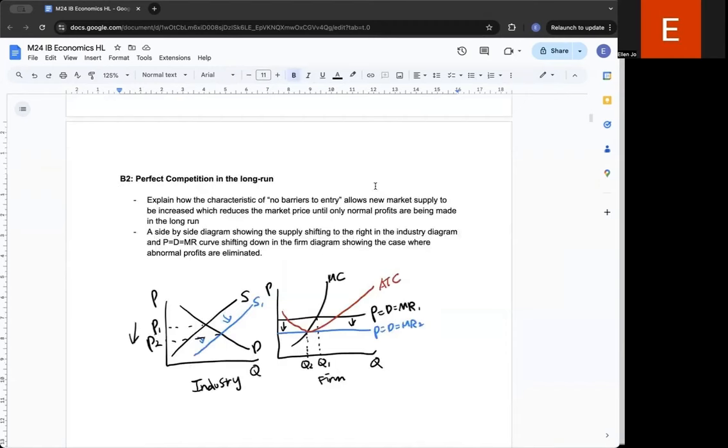Next, you can move on to explain how things change in the long run. The explanation should be about how the characteristic of no barriers to entry it has allows new market supply in the long run, and how it reduces the market price until only normal profits are going to be made in the long run. Again, a side-by-side diagram can illustrate the market supply curve shifting to the right in the industry diagram and the firm's demand curve shifting down, showing the case where abnormal profits are eliminated.